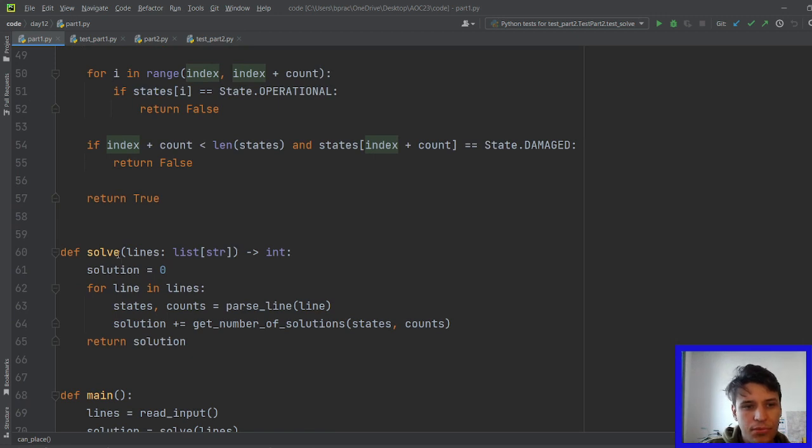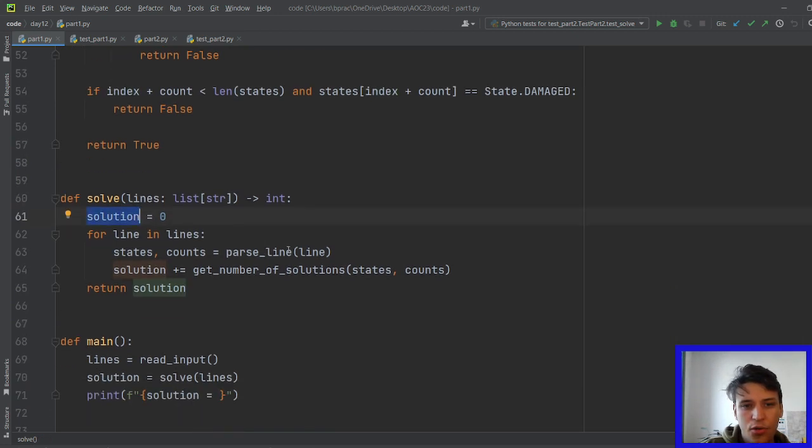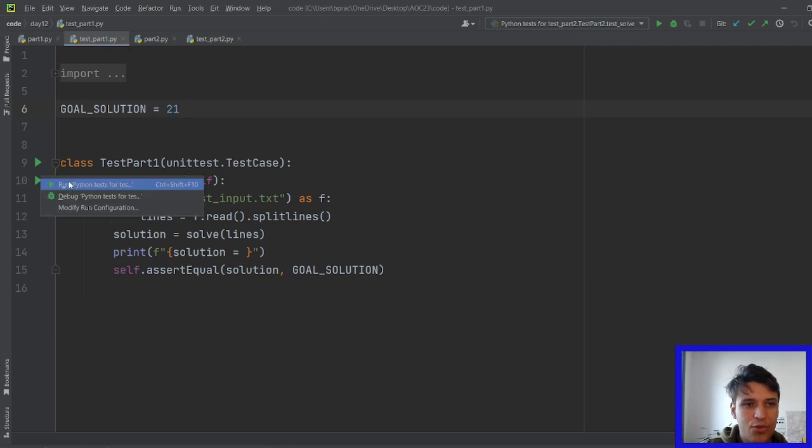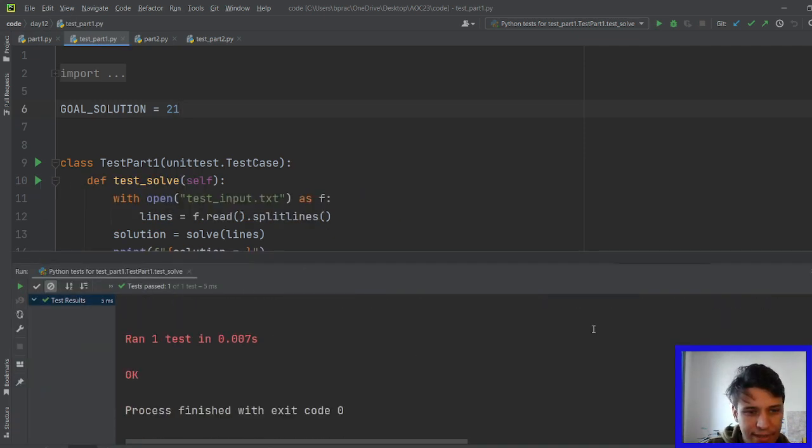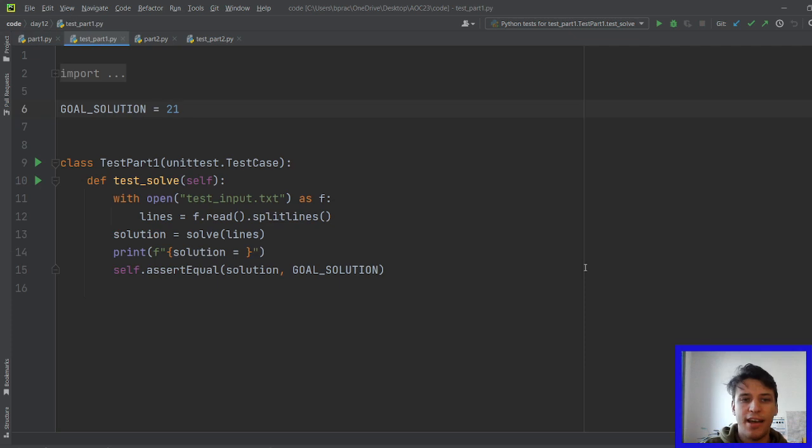So in order to solve it, we go for each line, parse the line, and then call this function to get a number of solutions, which will iteratively call itself again, but then eventually return the solution for the state and the count. And we add that to our global solution, and then the total solution would just be the sum of the solution for each line. All right. Of course, we should run our code on the test input. That looks good. So we also run it on the real input, and it also turns out it gives us the right solution.